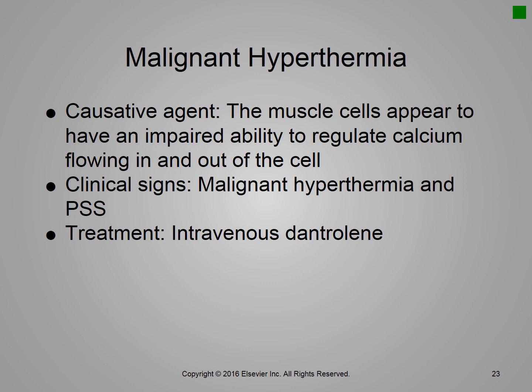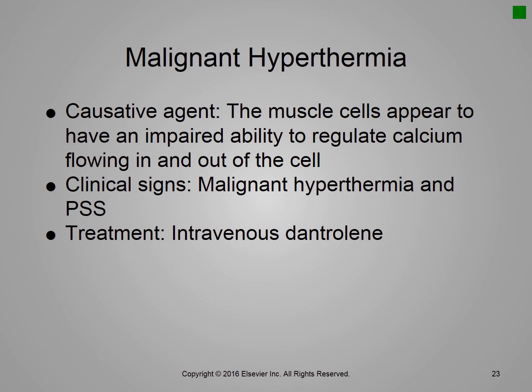What happens is the muscle cells appear to have an impaired ability to regulate calcium flowing in and out of the cell, and they end up going into an extremely high temperature. With malignant hyperthermia and PSS, their temperatures just go through the roof. Now, admittedly, we're probably not doing that much succinylcholine and halothane or inhalants in pigs, but it can occur.